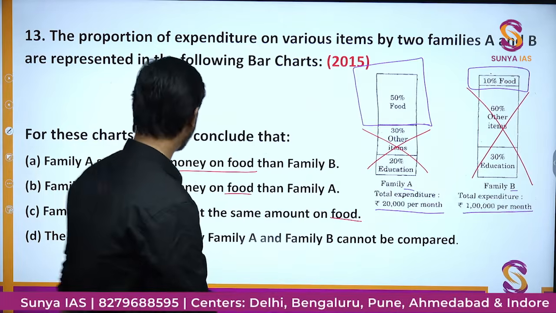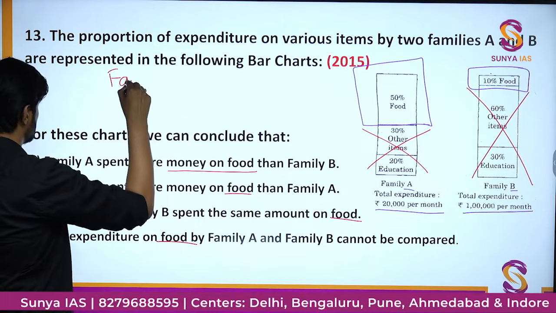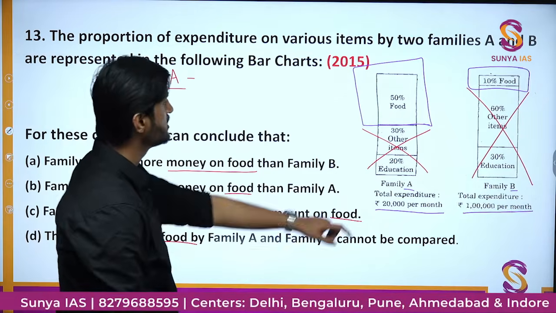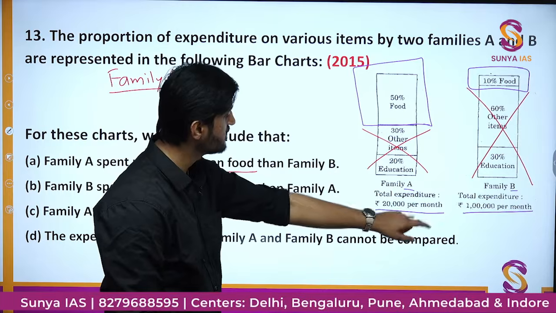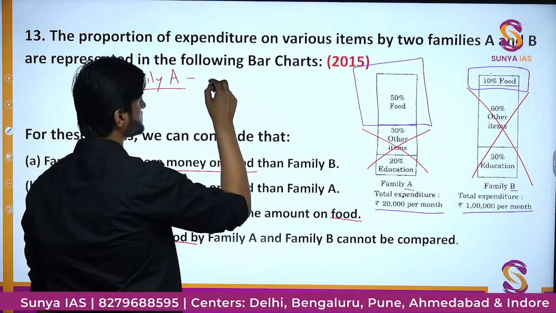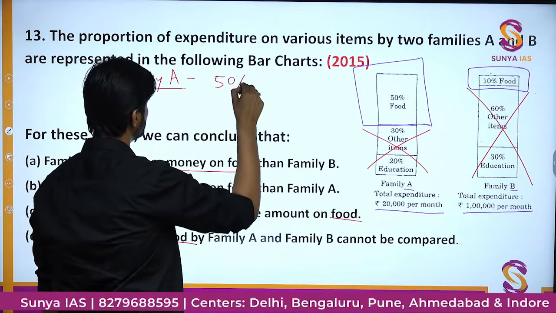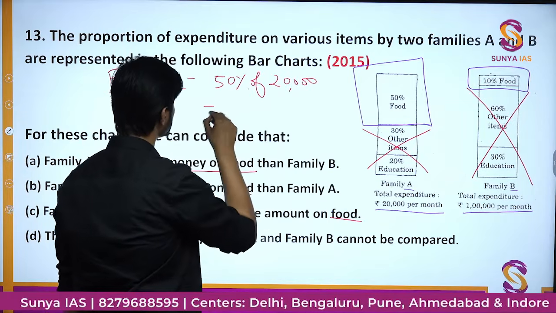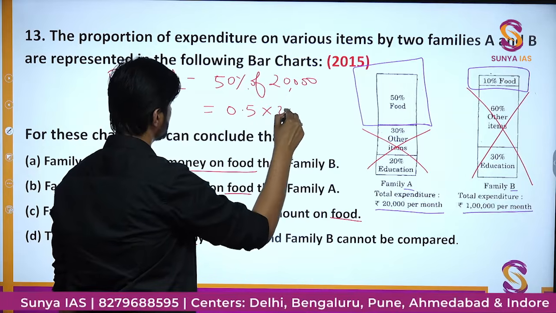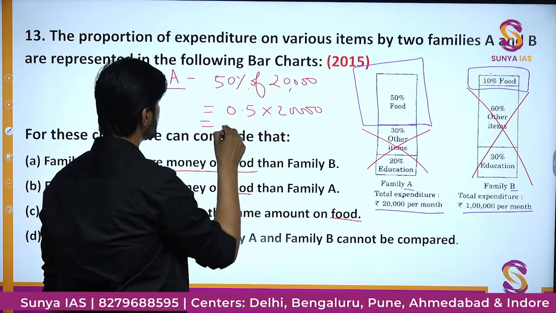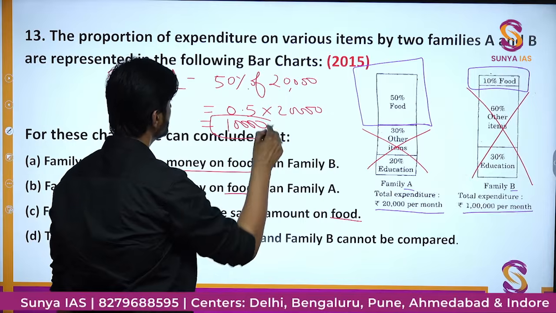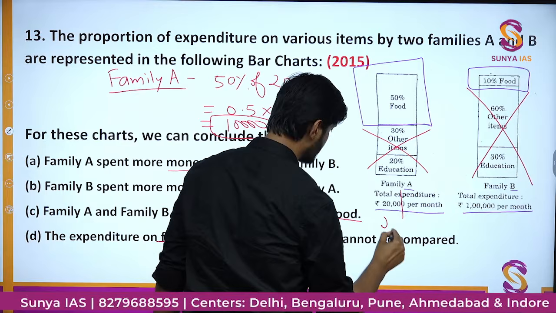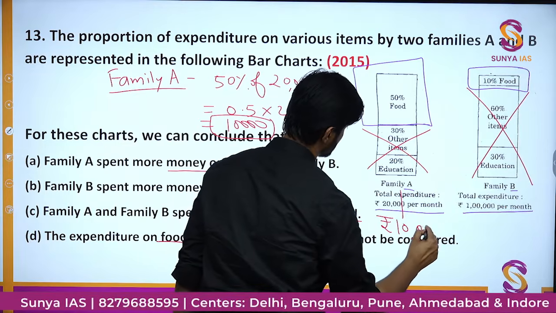Now let us talk about family A. Family A is spending how much? 50% of their total expenditure on food. So they have 50% of this amount, which is 20,000, which is nothing but 0.5 into 20,000. That is going to be 10,000 as expenditure of family A. So let me write it here. The expenditure is rupees 10,000.